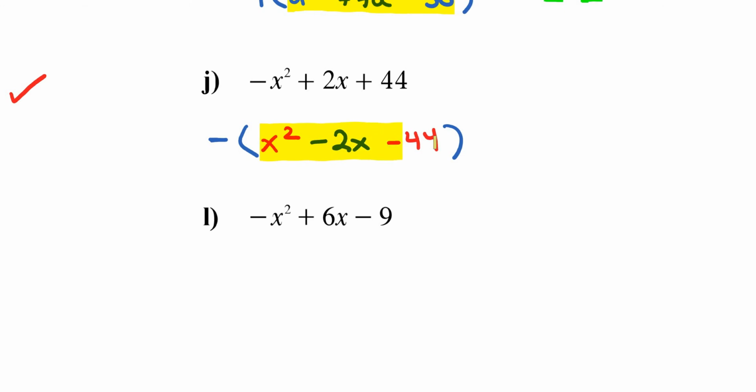After that, let's go ahead and factor this trinomial here. And to be honest with you, you actually can't factor that. So your final answer is just -x squared minus 2x minus 44. All right, and that's your final answer for letter J.